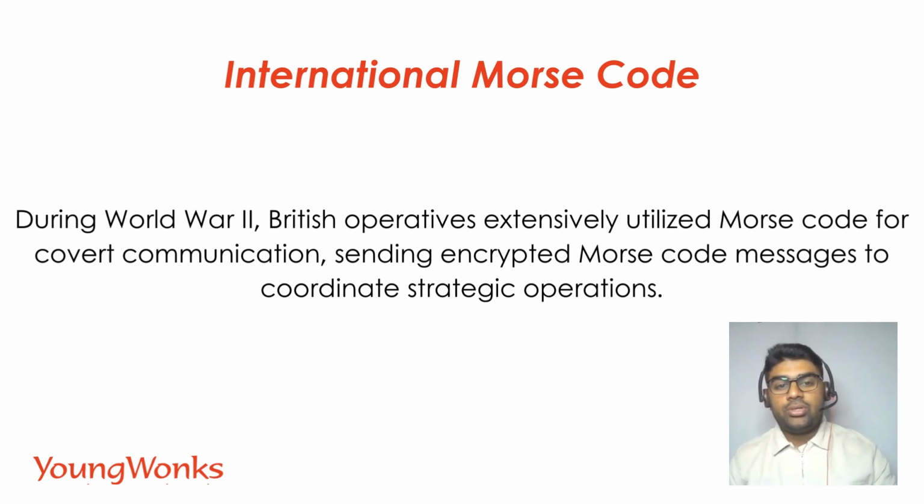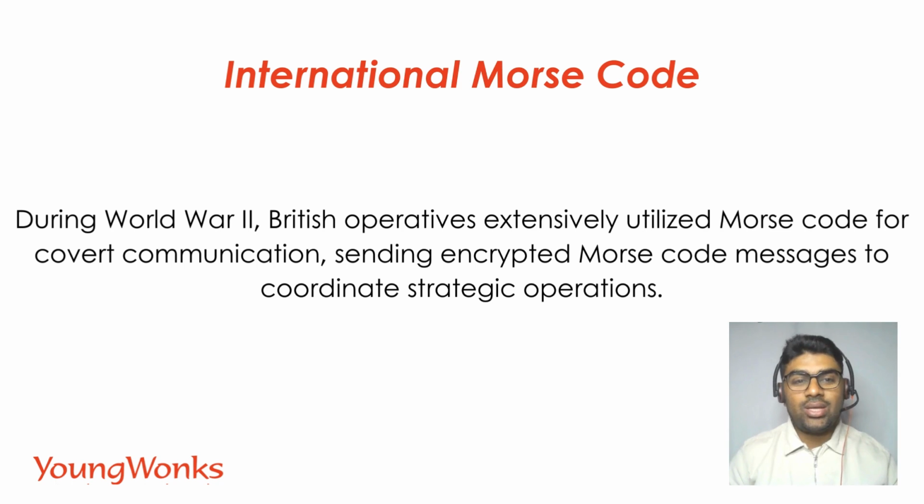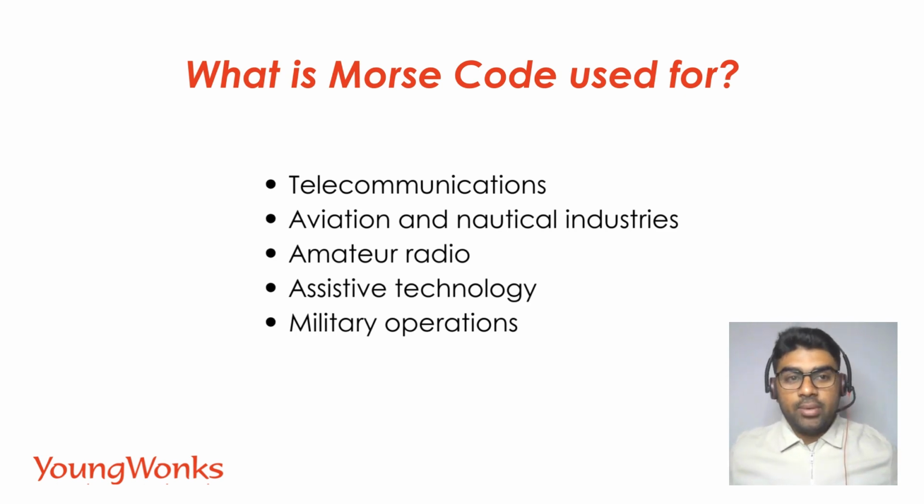During World War II, British operators extensively used Morse code for covert communication, sending encrypted Morse code messages to coordinate strategic operations. The effectiveness of the British reliance on Morse code played a crucial role in maintaining secure lines of communication, allowing for discreet exchanges of information in the midst of wartime challenges. The use of Morse code by British intelligence became an integral part of their efforts, demonstrating the code's enduring significance in military communication strategies. Morse code has several applications.